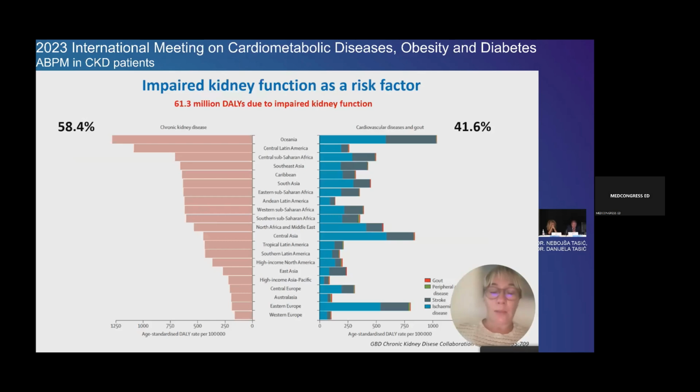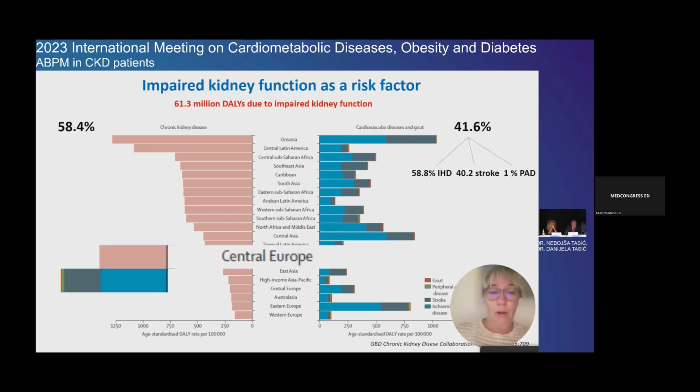Believe it or not, impaired kidney function is a risk factor that takes more disability-adjusted life days globally than cardiovascular diseases. But in Central Europe, the prevalence of cardiovascular diseases is still higher than the prevalence of chronic kidney disease.